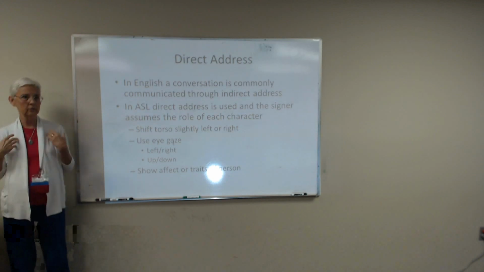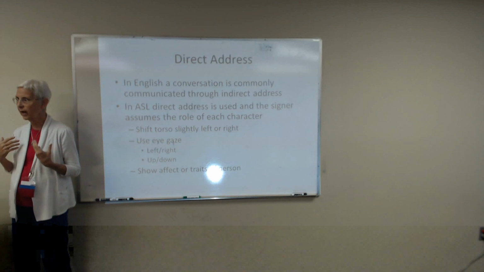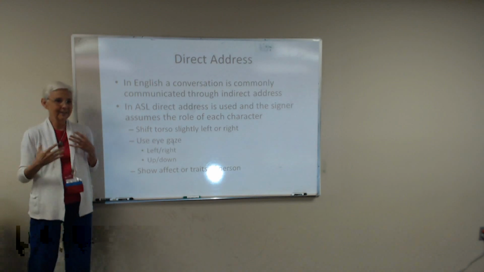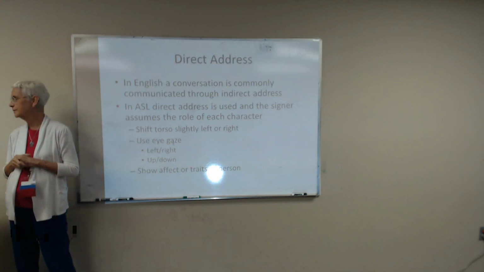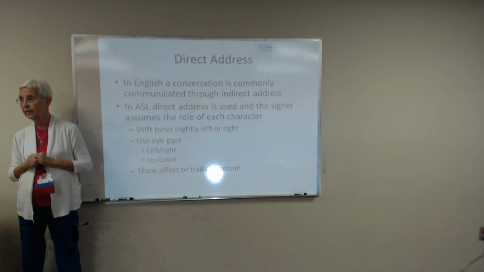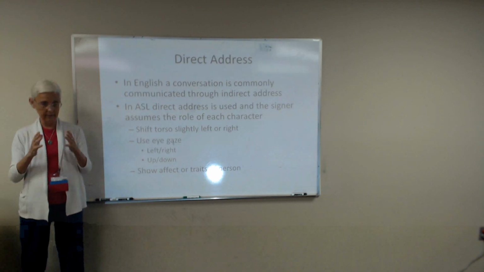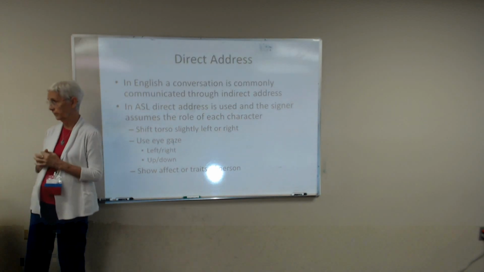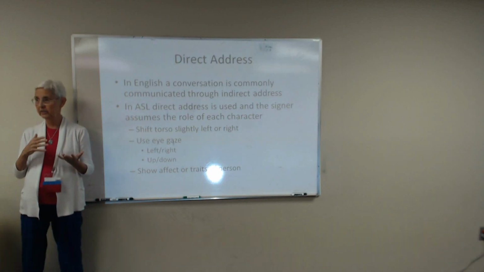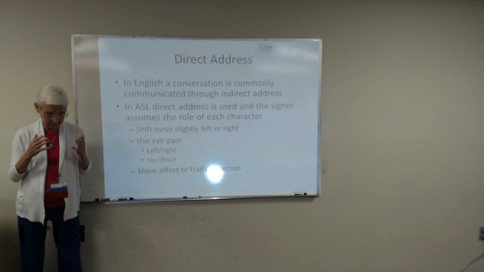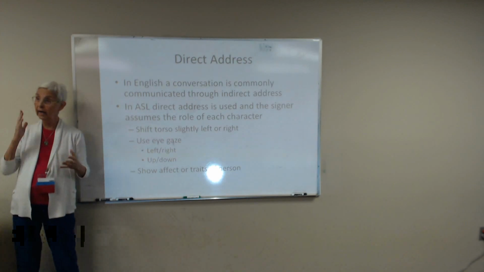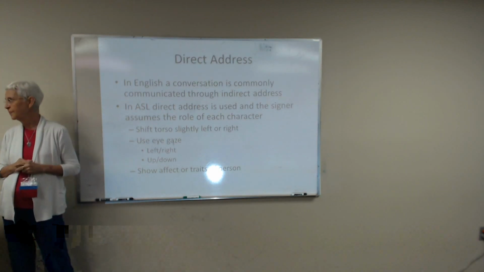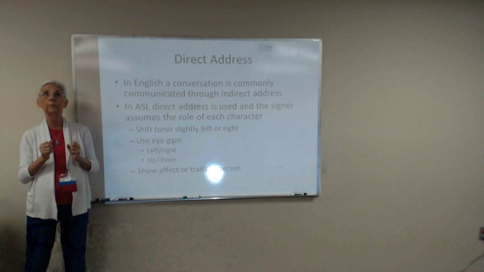So you'd be shifting your torso slightly left or right. This is why I hate to sit when I interpret. You just can't move. You just can't become. And then you use your eye gaze. If you set the people up left and right, you look at that. You become this person, looking at the other person, and then you become the other person, looking at the first. Or up and down, like with a parent and a child. The parent would be looking down as they talk to the child. I look down when I'm God talking to somebody. Or you're the child, and you look up.